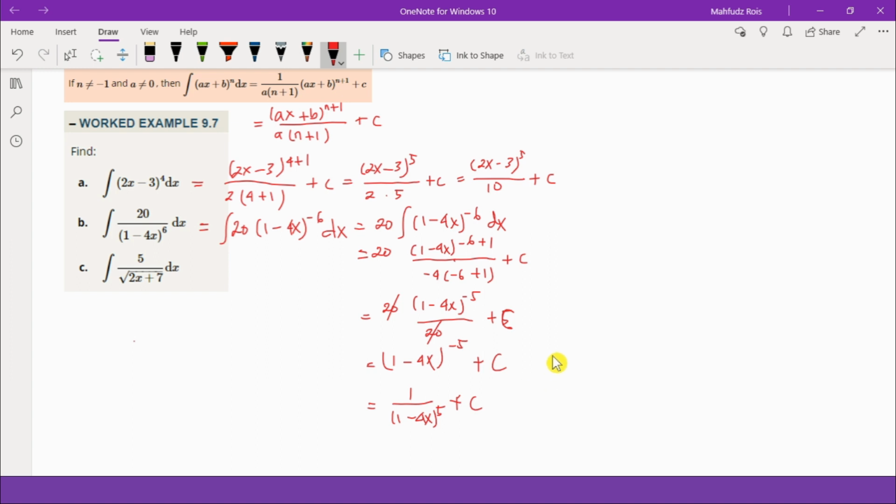Okay, so it seems still simple here if we apply this formula. It's just simple like that.